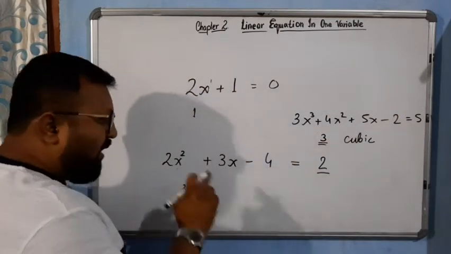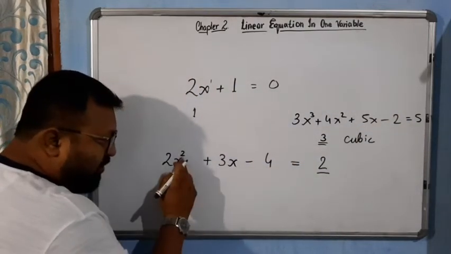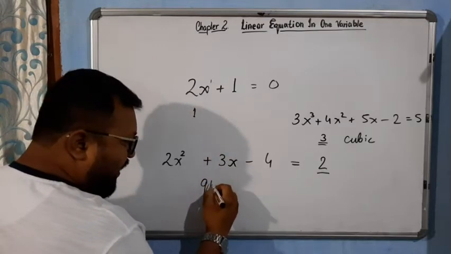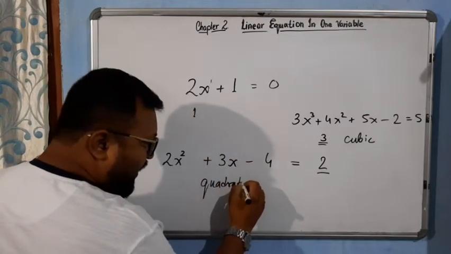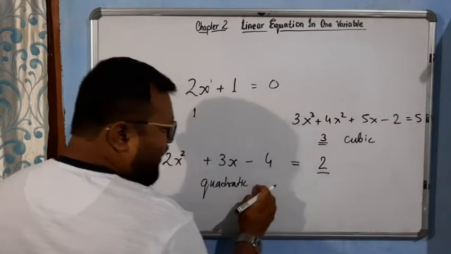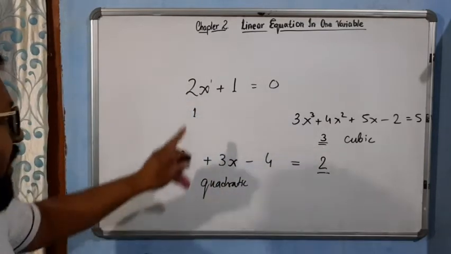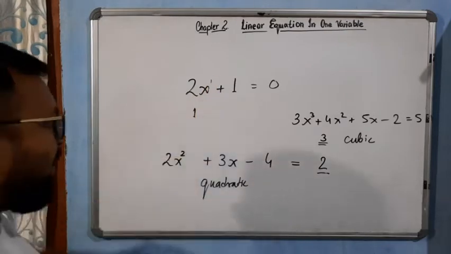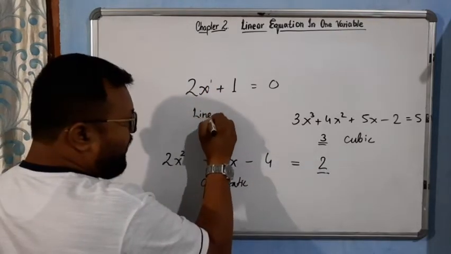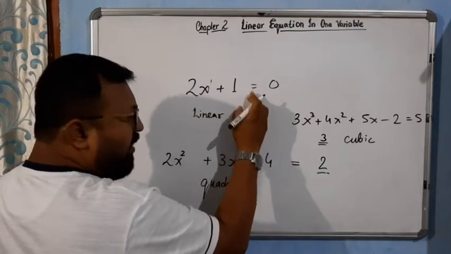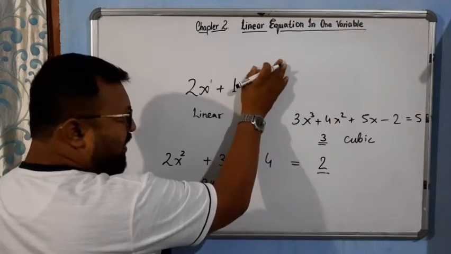Is that clear? Here in this case, the highest power is 2, so you will say quadratic. If it is equal, then equation. If there is no equal sign, then it will be an expression. But here in this case, the highest power is 1, so we will write linear. If it is equal, then equation. If there is no equal, then expression.